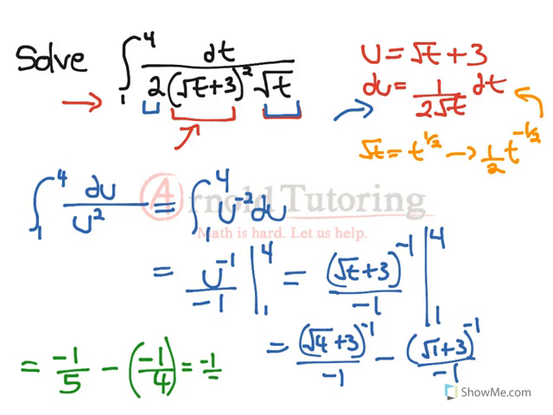Which is negative 1/5 plus 1/4. And if we were getting very sophisticated, that would be 5 over 20 minus 4 over 20 is 1 over 20. So that is the answer to the integral. Again, the first part is recognizing which method to use, and the fact that we had the derivative of one part of the integral also found in the integral is a perfect setup for substitution.